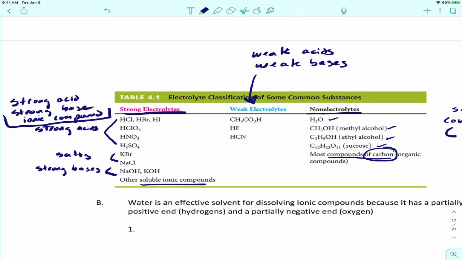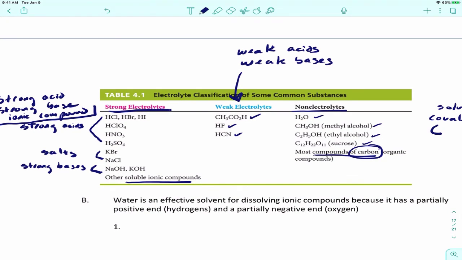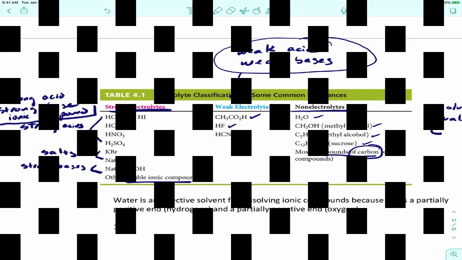And so that's why you're seeing acetic acid, hydrofluoric acid, and cyanic acid, because those are all weak acids. So weak electrolytes are going to be weak acids and weak bases. They will dissociate, but not as much as a strong acid will. Okay. And so that is our list of electrolytes.